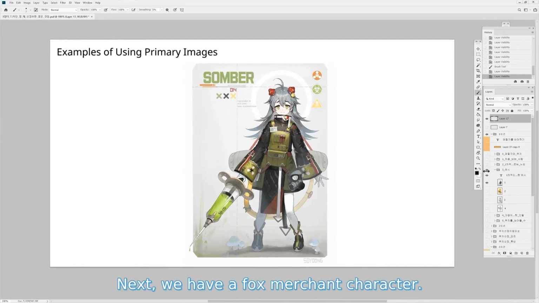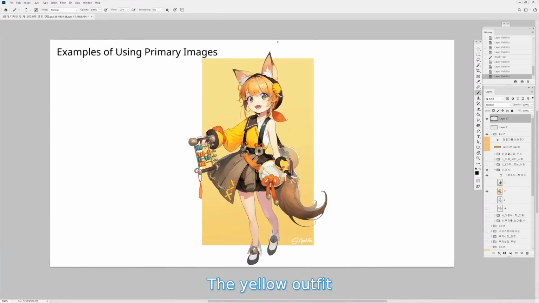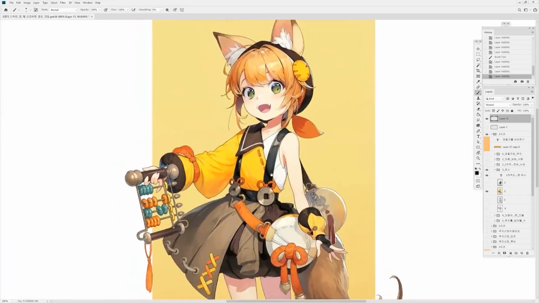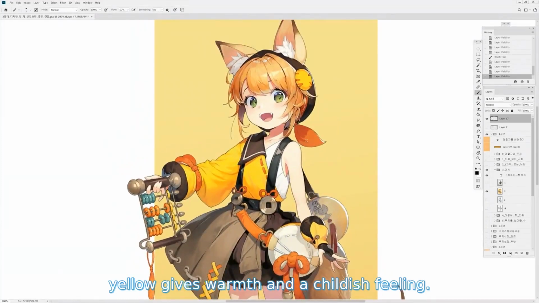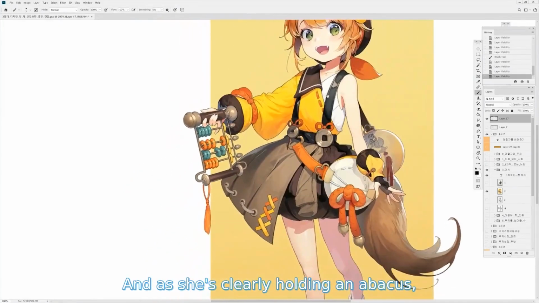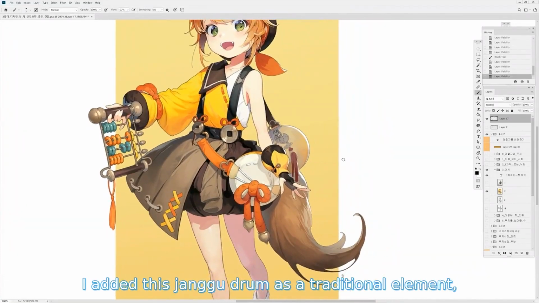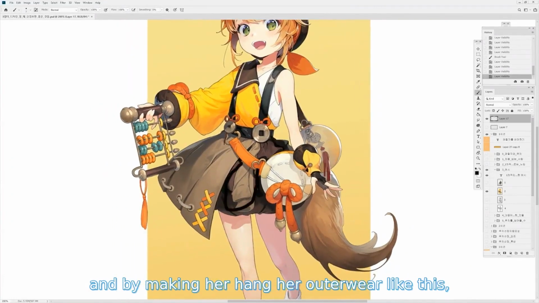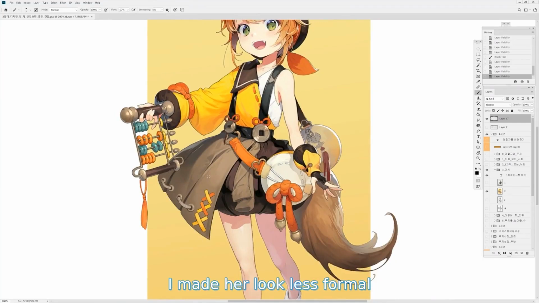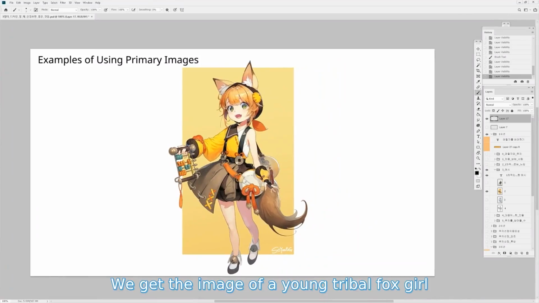Next, we have a fox merchant character. The yellow outfit adds a childish and youthful feeling. As I said, yellow gives warmth and a childish feeling. And as she's clearly holding an abacus, we can tell this character frequently does calculations. I wanted to express she's a merchant with it. I added this jangu drum as a traditional element, and by making her hang her outerwear like this, I made her look less formal and more casual and folk-like. We get the image of a young tribal fox girl with a job related to calculating from IT.